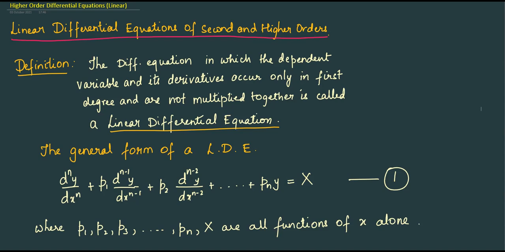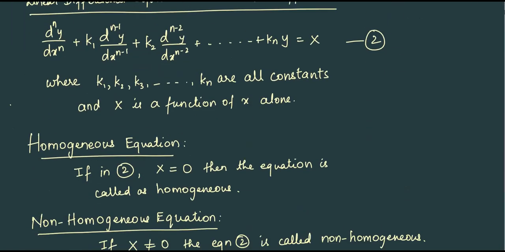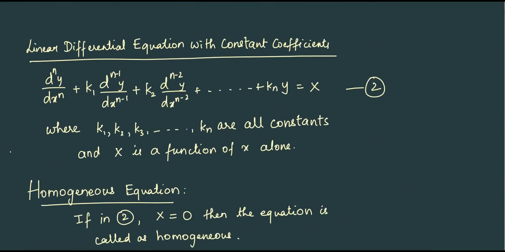Now, a simplified version of this is linear differential equation with constant coefficients, which means all this p1, p2, p3 are constants. We replace them with k1, k2, k3, so up to kn, because all are constants, and x is the only x on the right hand side, a function of x alone. It doesn't involve any y.